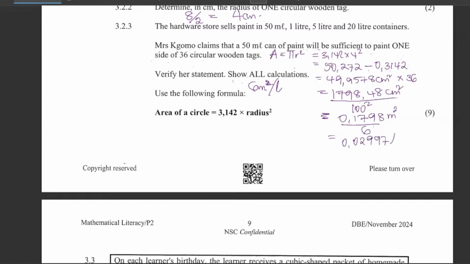I have it at 0.02997. These are liters. I want milliliters. I multiply by 1,000 and I got the answer 29, which is approximately 30 mils. And still the statement is valid, because 30 mils are less than 50. So the 50 mil can be enough.